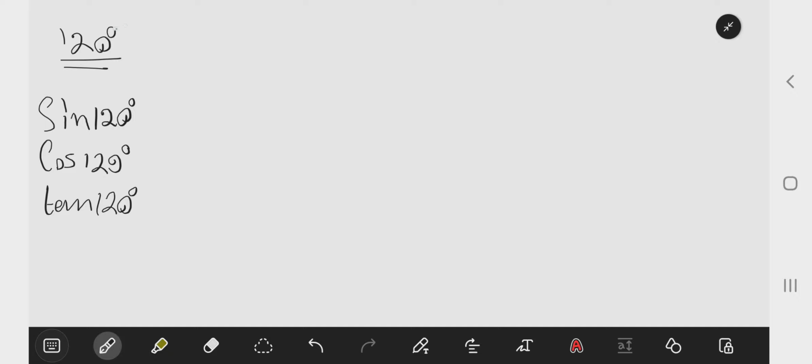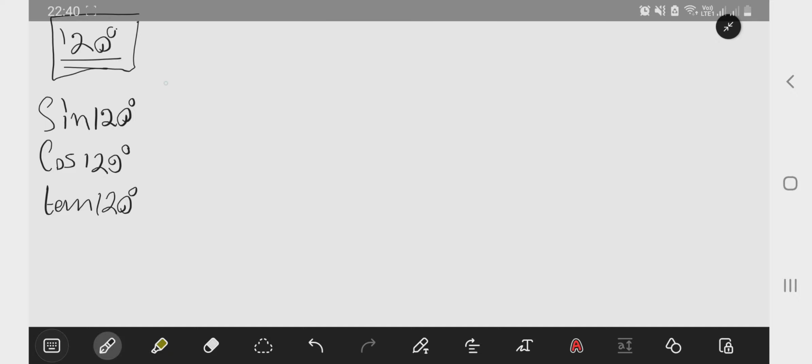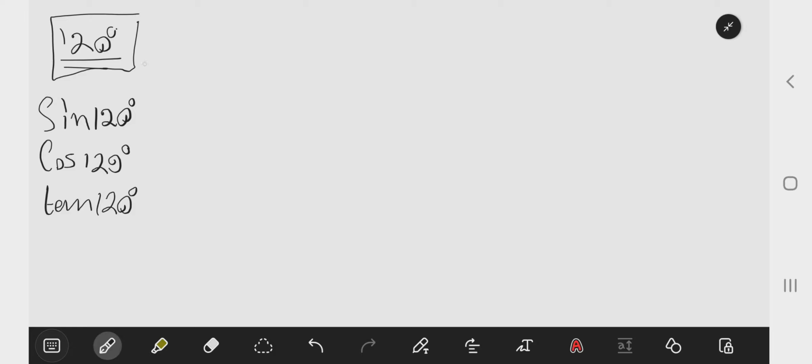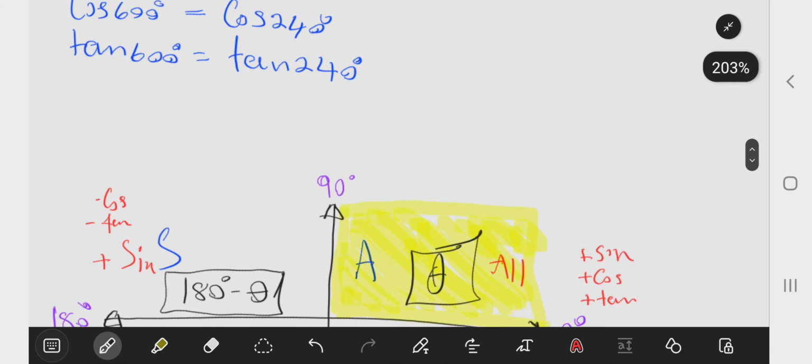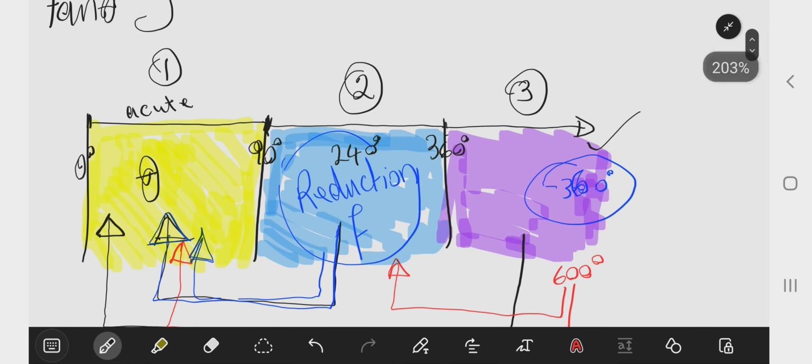So now let us identify this angle. Is this angle an acute angle? The answer is no, this is not an acute angle, right? But then now, where does 120 degrees fall in this region? 120 is actually greater than 90, right? Therefore, it falls in the second region because it is also less than 360. So 120 degrees falls in this region.